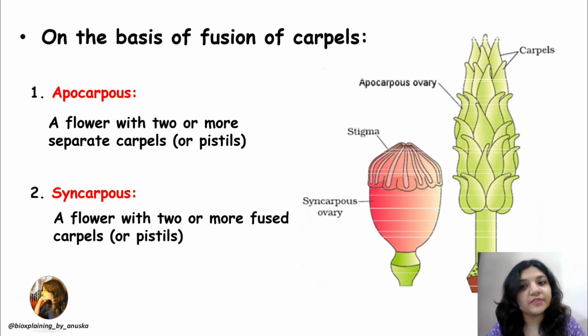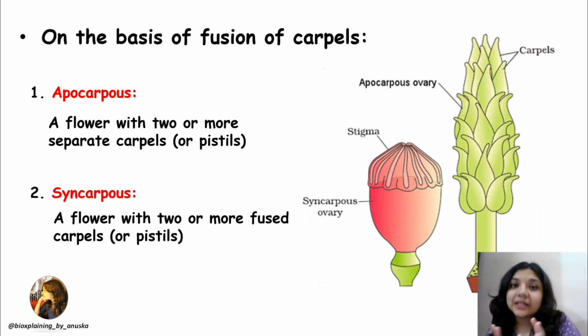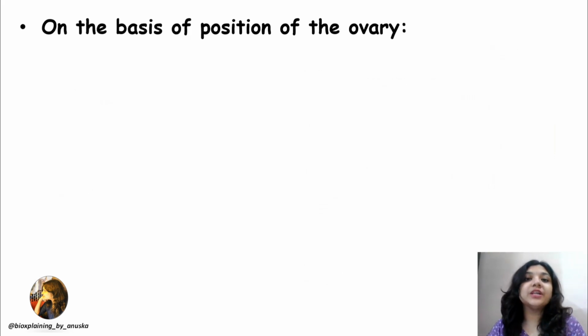The pistils are fused. So I think this diagram should be clear enough to make you understand that in case of Syncarpous ovary, you see that all the pistils are fused. While in case of Apocarpous, you can distinguish between the various carpels separately. The next classification is on the basis of the position of the ovary.